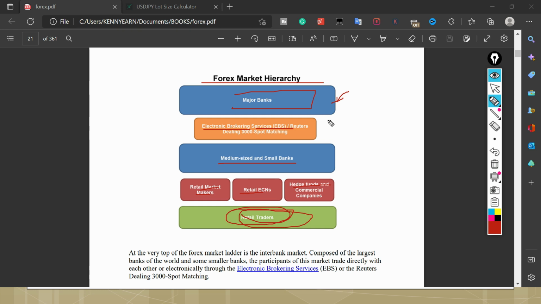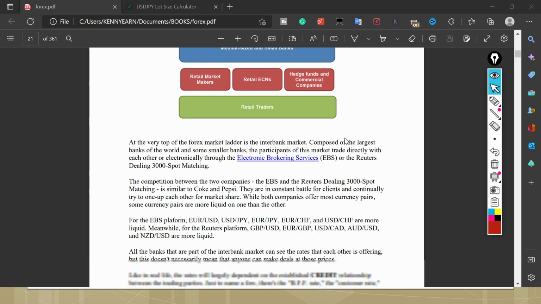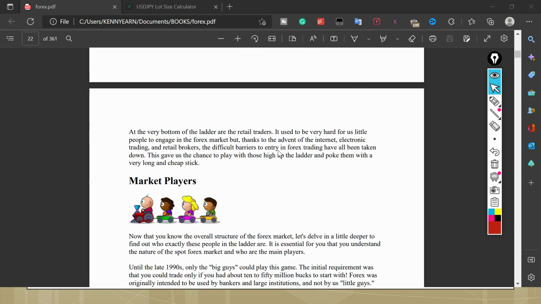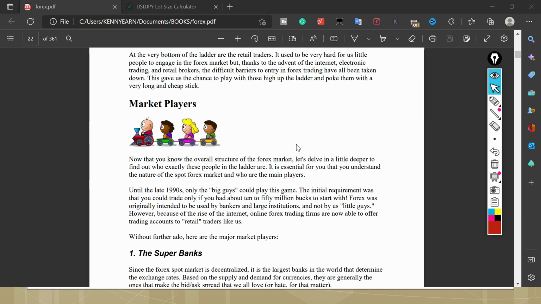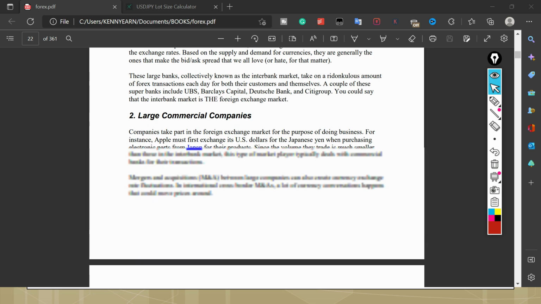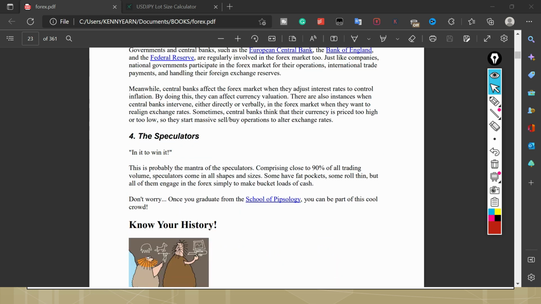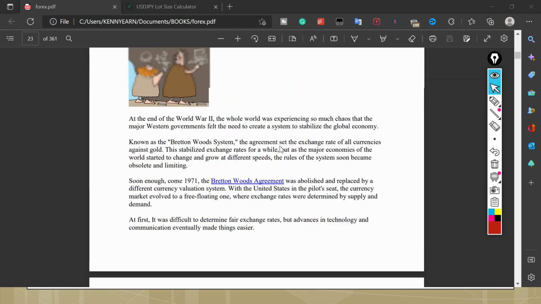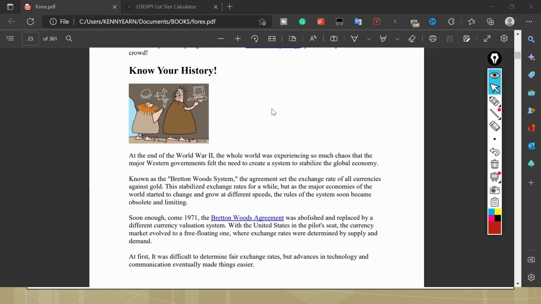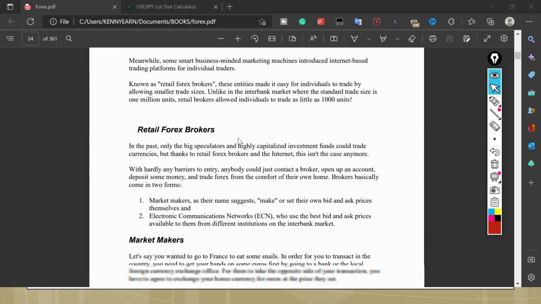So that is how the market moves, and that is how the order flow goes on in the market. That's all you need to know. You could read more of that, but like I said, we're learning how to make money here. So the market players, we have the super banks, large commercial companies, government and central banks, the speculators, and that's it. We don't need all that history.